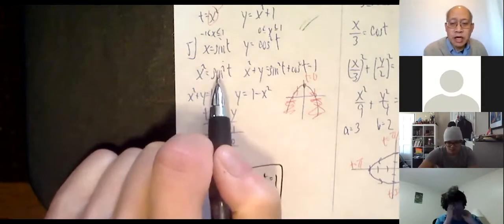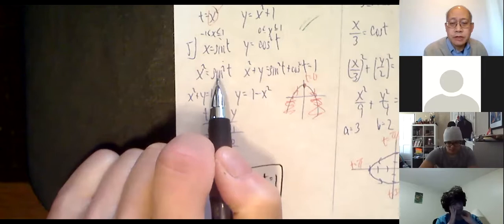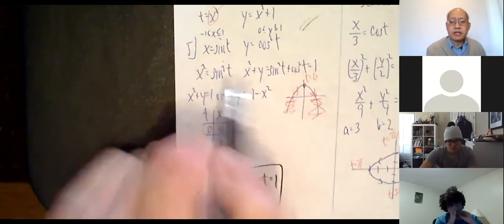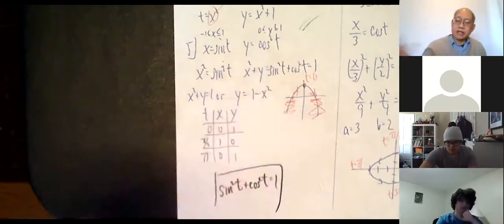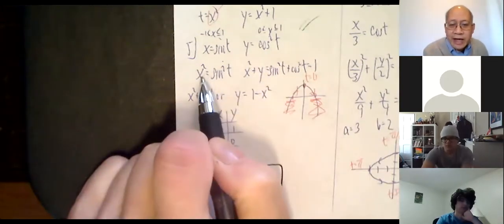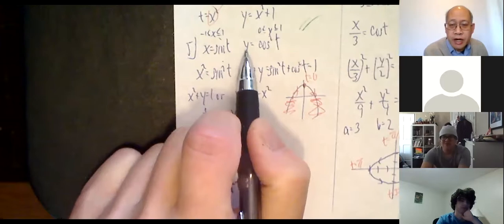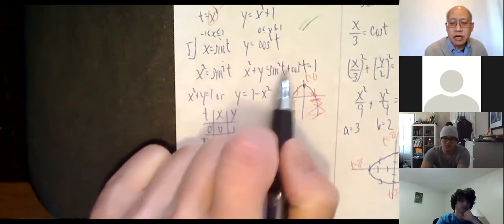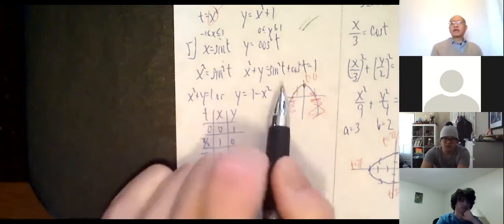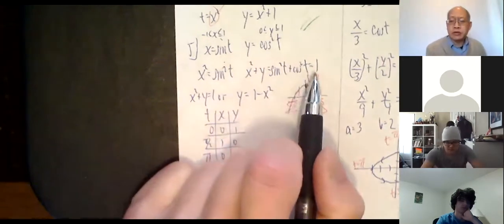x squared equals sine squared t. And what do I want to do that for? Because now I want to get sine squared plus cosine squared, because then I can just replace it with 1. So x squared plus y is equal to sine squared t plus cosine squared of t. And there, I've eliminated the parameter t, and now it's equal to 1.